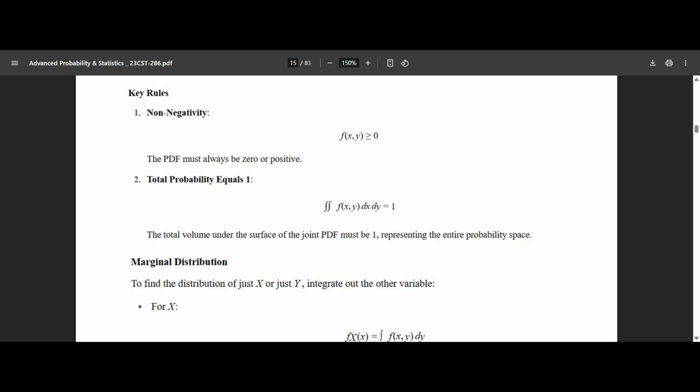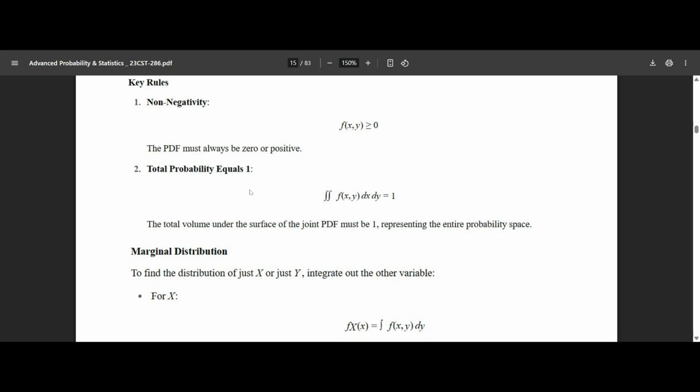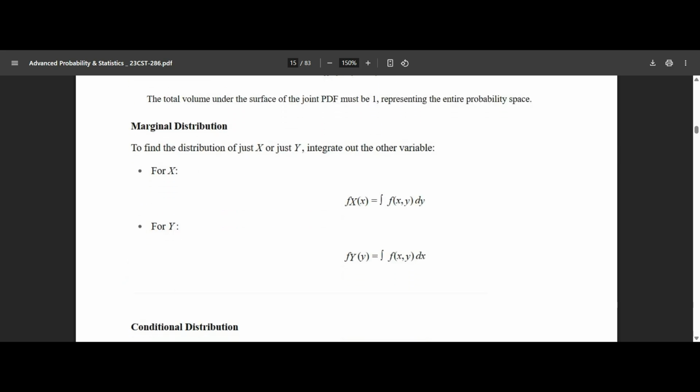Marginal distribution: to find the distribution of just x or just y, integrate out the other variable simply. So for x, we integrate over y, that is f of x equals integration of f of xy dy. For y, we integrate f of xy over dx.